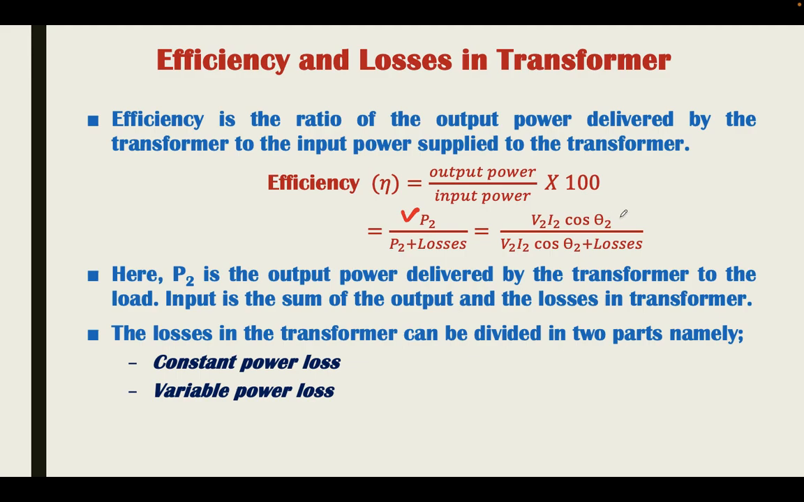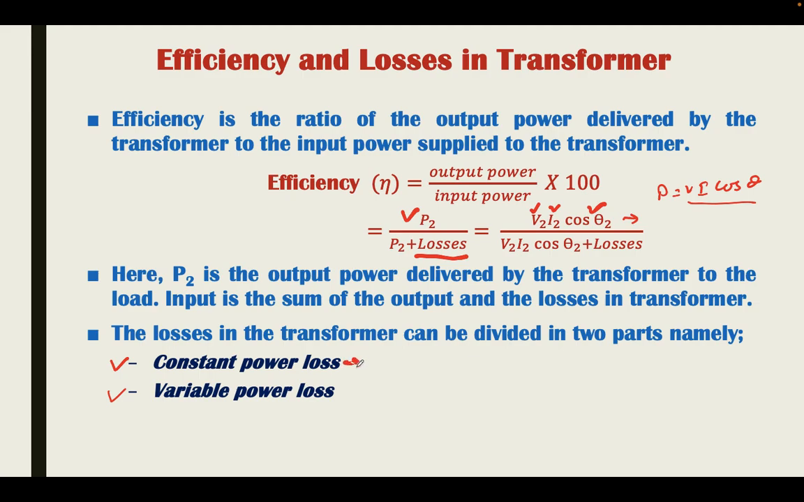In a transformer, output is described as V2 I2 cos theta 2, because the voltage across the load is V2, the current flowing in the load is I2, and the power factor of the load is cos theta 2. By definition, we know P is equal to VI cos theta. This is the output, the power delivered to the load, and the losses in a transformer are divided into two parts.